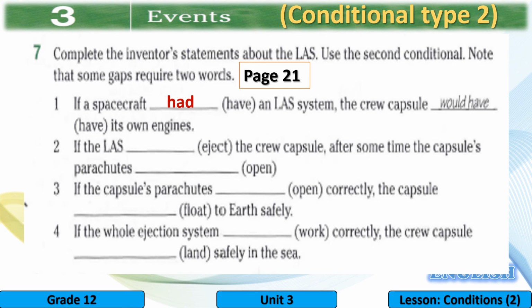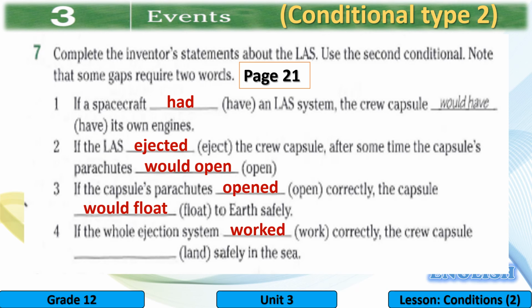The first one, had, which is the past form of have. The second one is ejected, the past form of eject. The third one, would open, because it comes in the main clause. Number 3, opened, the past form of the verb open. And on the other side, the main clause, we have would float. Number 4, we have the word worked, which is the past form of the verb work. And the last one, in the main clause, we have would land.